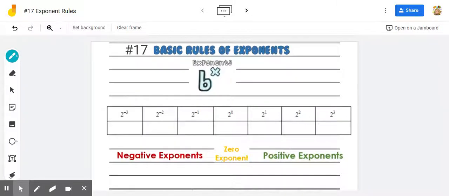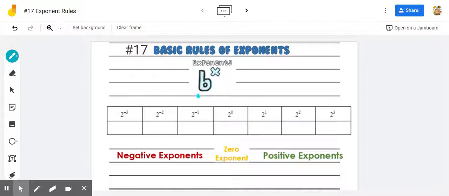Welcome back, everybody. We are going to talk about basic rules of exponents today. So this is number 17 in your notebooks. And we are in our new unit, Unit 5. And so just a quick little heads up on exponents.